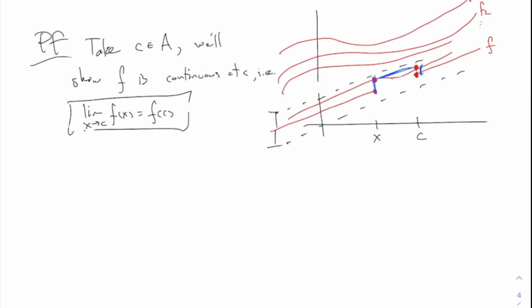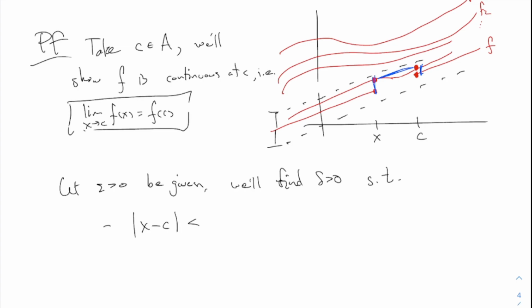So I'm going to say, let epsilon greater than 0 be given. This is a nice little review for the test, I suppose. Proving something is continuous using the epsilons. We'll find delta greater than 0 such that absolute value of x minus c less than delta implies absolute value of f of x minus f of c less than epsilon. All right? This is how you show that something is continuous.